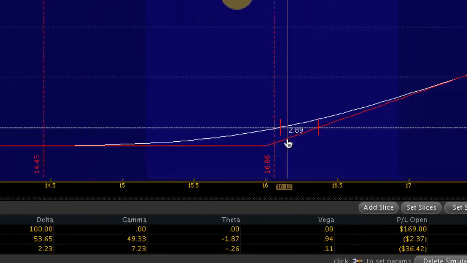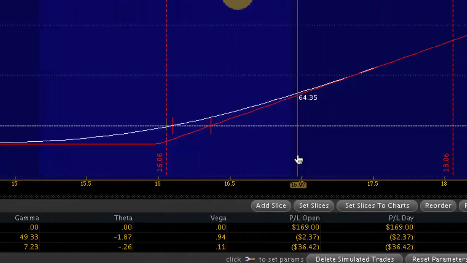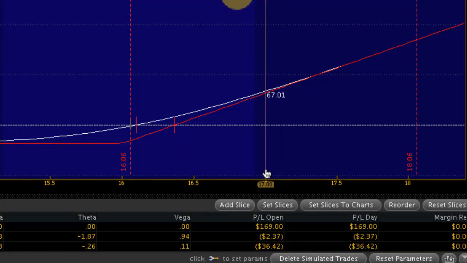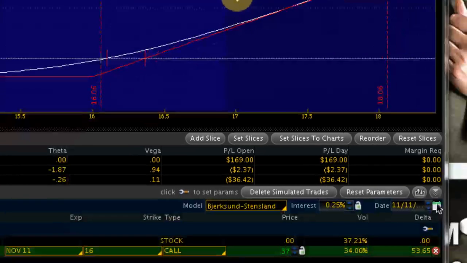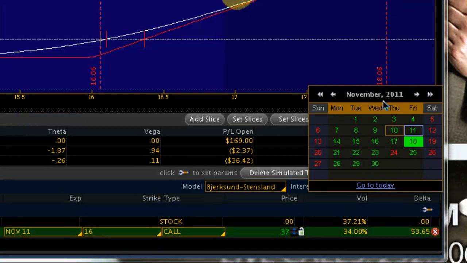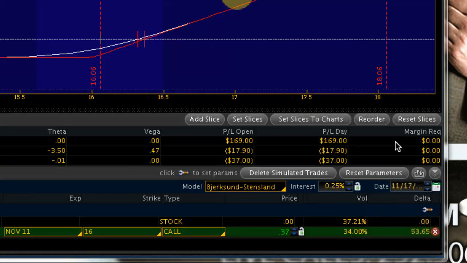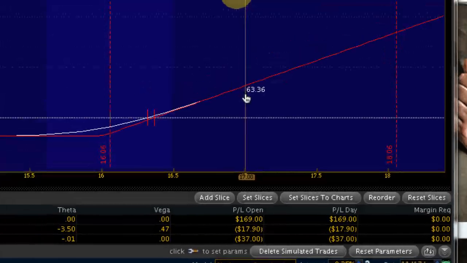Okay. So let's say it goes up to $17 in 8 days. If we go over here, and let's say we go right up to the 17th, and it goes up to $17, my profit would be $63.